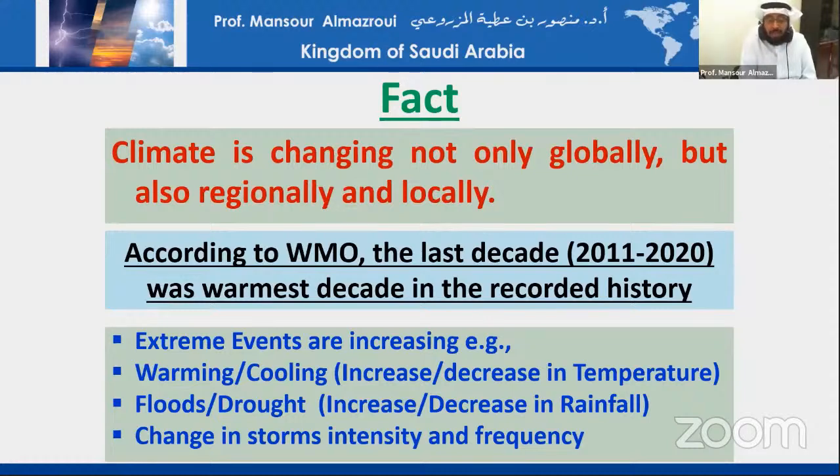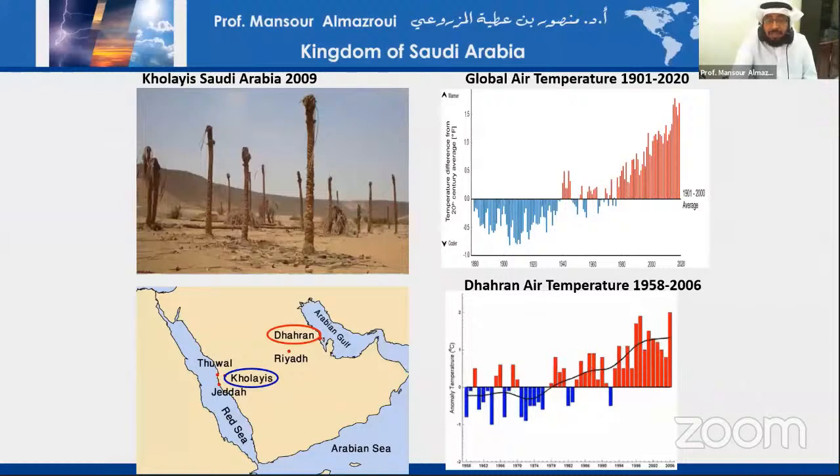So the warming and cooling means that the climate which is warmer is going to be even warmer in the future, and the areas where it is cold are going to be colder. The areas with an increase of rainfall are going to get more increase of rainfall, and the decrease in rainfall might get more decrease in the future. This is just some signature of climate change over Saudi Arabia.